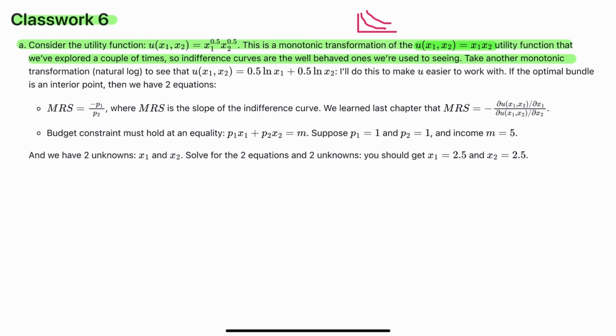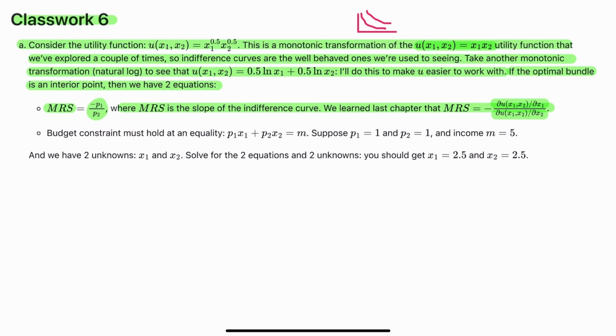Taking another monotonic transformation, the natural log, to see that u(x1, x2) is 0.5 ln x1 plus 0.5 ln x2. I'll do this to make u easier to work with. If the optimal bundle is an interior point, then we have two equations. The marginal rate of substitution is equal to the slope of the budget line, where the marginal rate of substitution is the slope of the indifference curve. We learned last chapter that the marginal rate of substitution is the negative of the partial derivative of u with respect to x1 divided by the partial derivative of u with respect to x2.